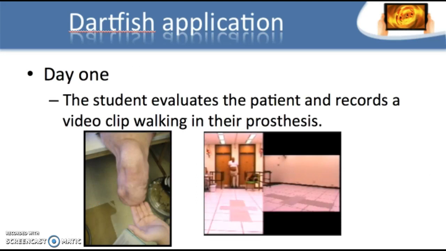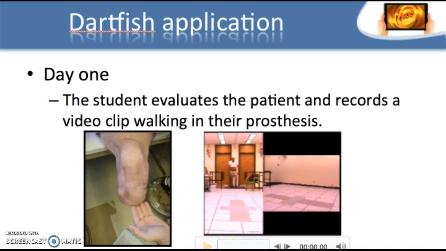Day one is kind of busy because they do a pretty hardcore evaluation on the individual. If you look on the left, that's a picture of a residual limb for a below-the-knee amputee, or a person with an amputation, sorry. The student evaluates the patient and records a video clip in their prosthesis. The evaluation of the residual limb is, let's look at the length of the limb, let's look at musculature, let's look at the neurology, let's look at anatomical landmarks. Let's look at skin integrity.